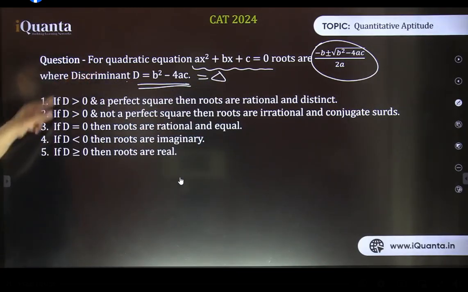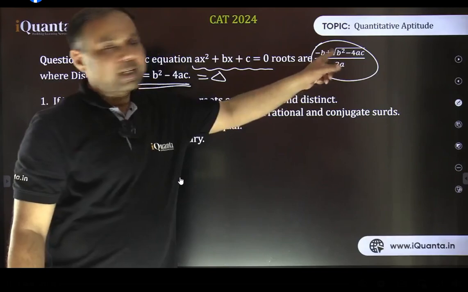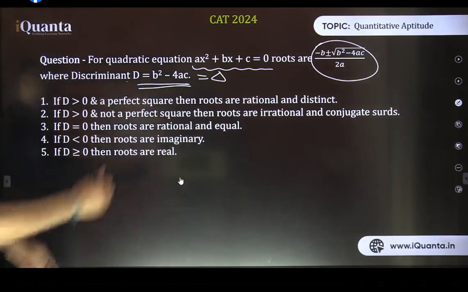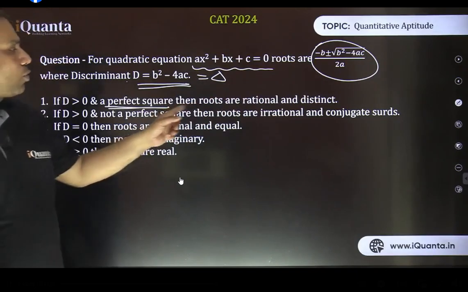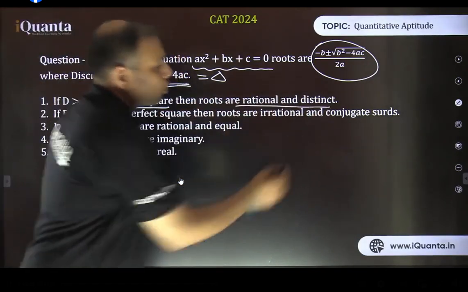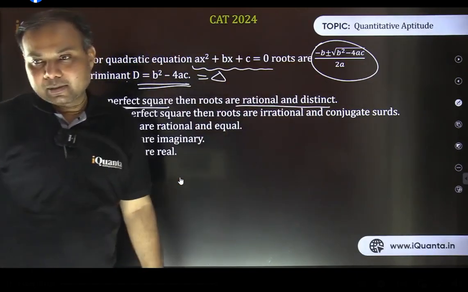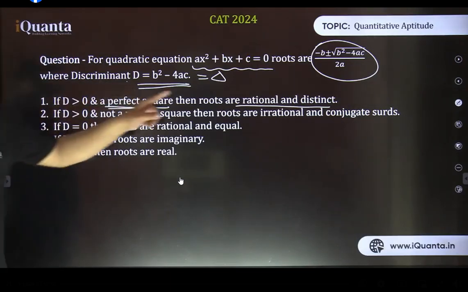Okay. So if this discriminant is greater than 0, we have talked about it, the square root is going to be a real number. But if it is a perfect square also, then what will happen? Then the roots are going to be rational and distinct. Roots are going to be distinct for sure because of this plus minus sign. So roots are going to be rational and distinct.